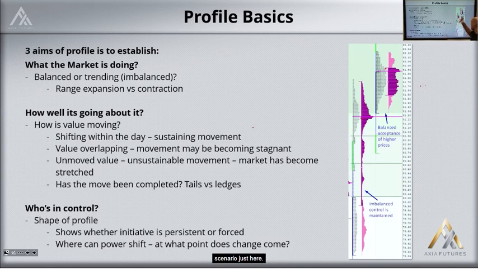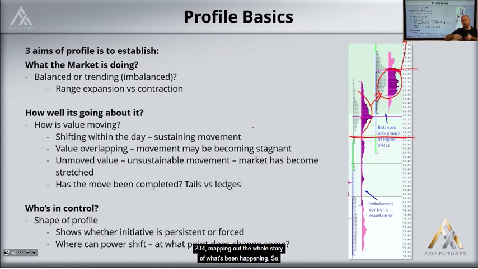In this scenario just here, the strength remains with the buyers, and any breakout away from value should elicit a continuation move. Balance is only going to switch back once you really start getting through these first set of single prints. This then puts into doubt the buying strength that got the market up here and then continued to move value up here. Now, all of these things are going to become more clear as we start building from just one day's structure, moving it out to 2, 3, 4 days, mapping out the whole story of what's been happening. So they're the three main aims of a profile and what you're trying to understand.